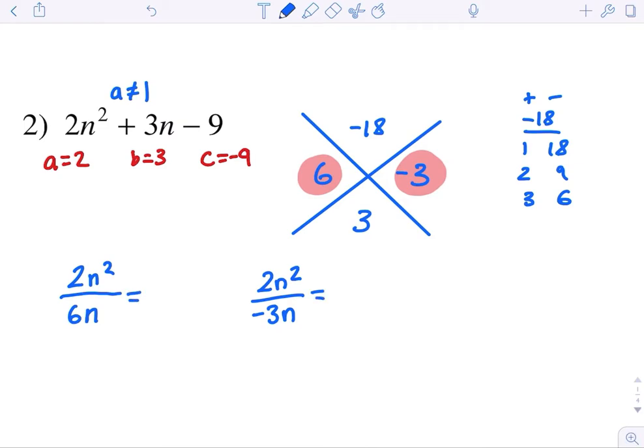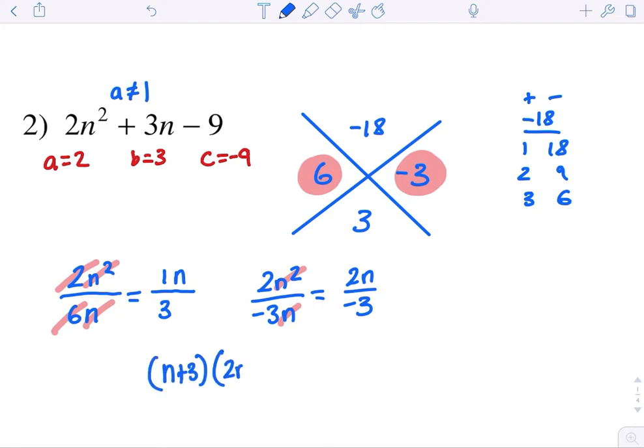Then from here, all you have to do is cancel. I know I could cancel off a 2 from both, so I would just be left with 1/3. And then you could cancel 1n from both, so then you just have an n on top. For this next fraction, you can eliminate 1n from top and bottom, so all we get is 2n all over -3. So your factor is n plus 3, 2n minus 3.